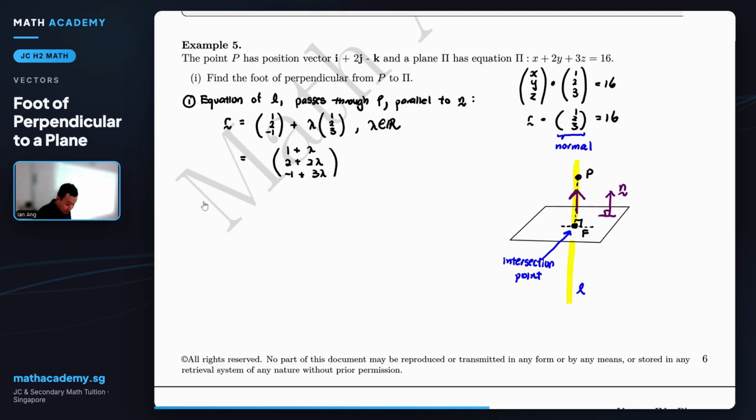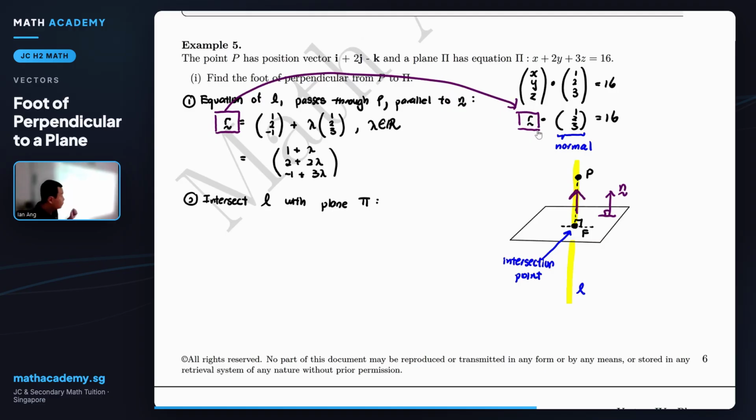Number 2, I mentioned that the foot is an intersection point. We haven't learned that before; this is the first time. So we're going to intersect L with the plane. How do we intersect a line equation with a plane equation? We view it as a simultaneous equation, whereby you take the r from the line and substitute it into the r of the plane. It's a substitution from one r to another r. Think of it like simultaneous equations.